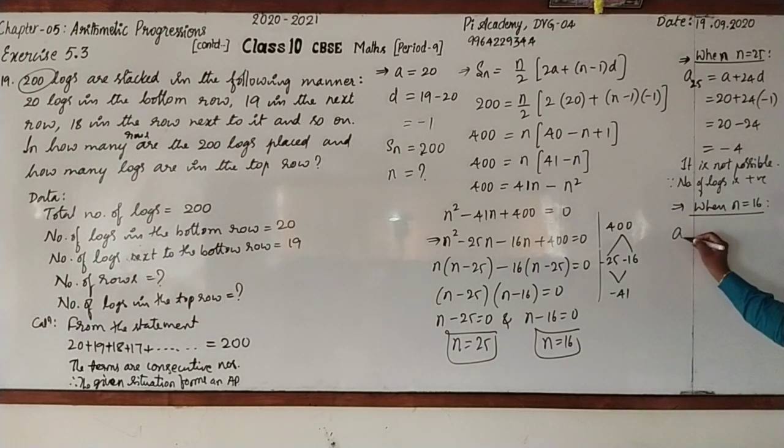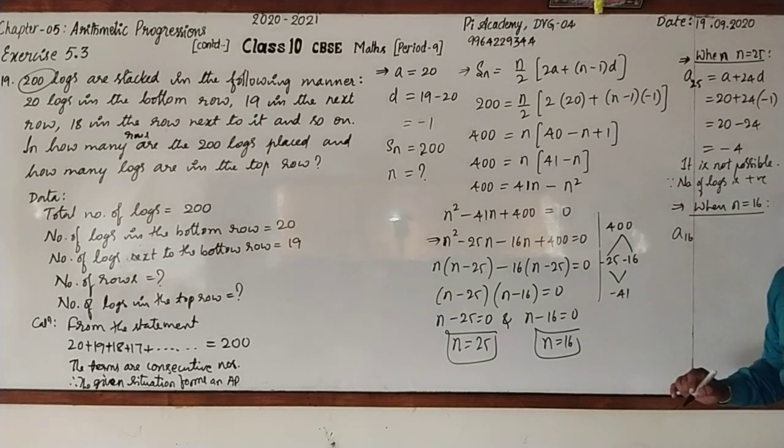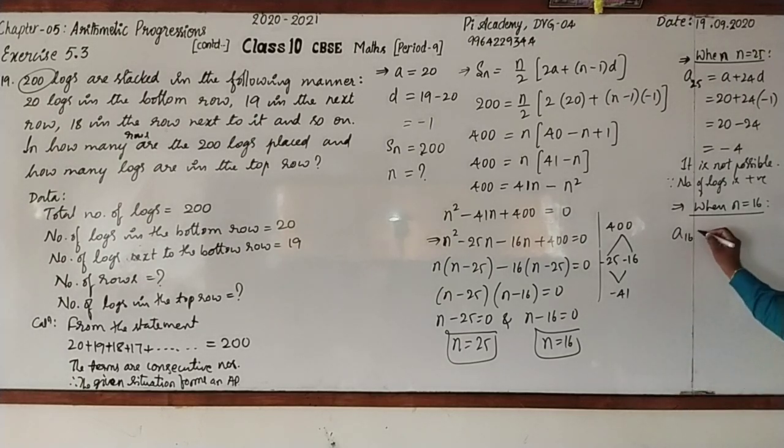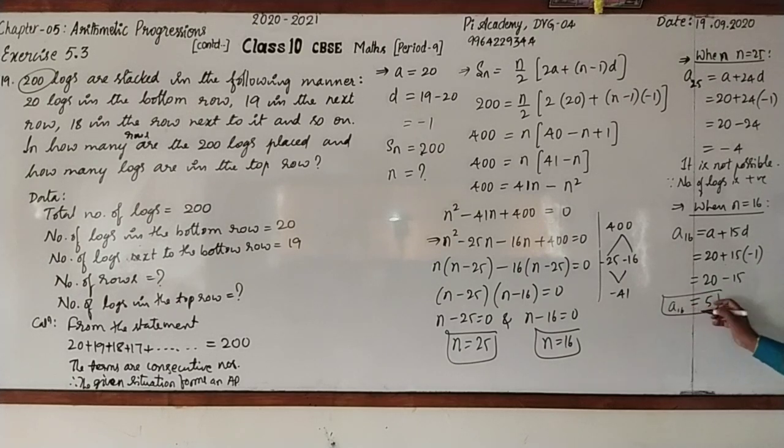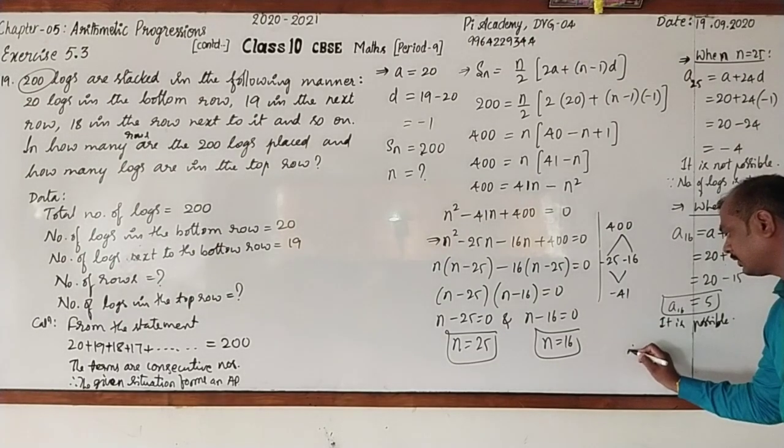Next, we shall check when n equals 16. Then the 16th row will be the top row. A16 equals A plus 15 d. A is 20 plus 15 into d, which is minus 1. It is 20 plus 15 into minus 1, minus 15, which is equal to 5. A16 is equal to 5. This is possible. Clear? And now we can write the conclusion.